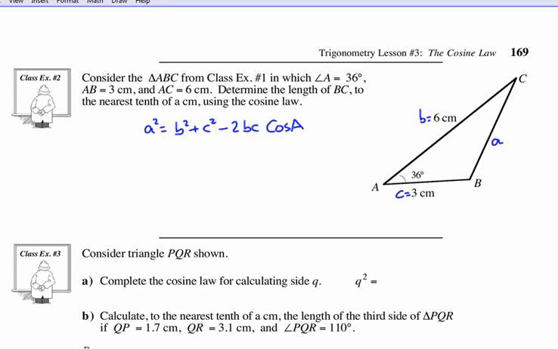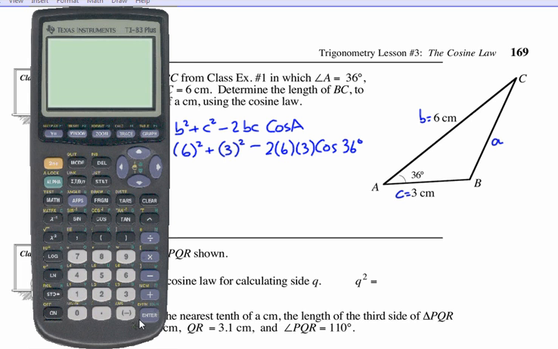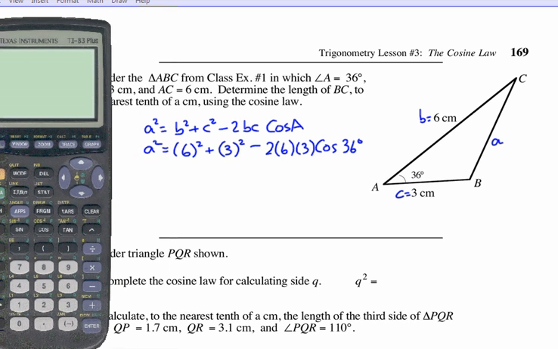So let's plug in what we know. We know that b squared, well, what's side b? Side b is 6. So 6 squared plus c is 3 squared minus 2 times 6 times 3 times the cos of angle A, which is 36 degrees. So in your calculator, type that in. So we have 6 squared plus 3 squared minus 2 times 6 times 3 times the cos of 36.